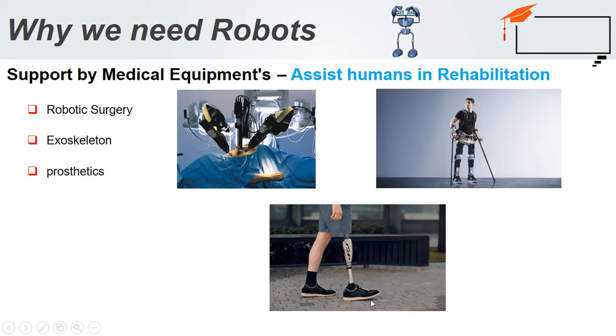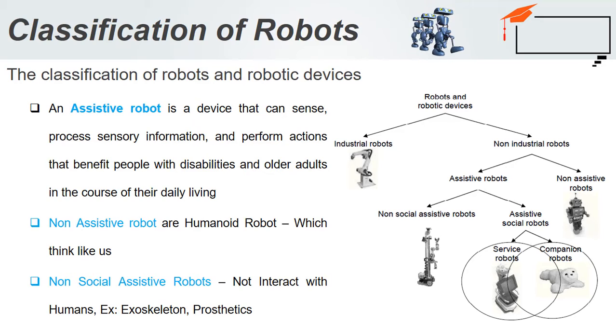So robots can assist humans in a variety of ways. This is the general example, a proven example, for why we require robots. And then we come to the fourth topic, that is classification of the robot.